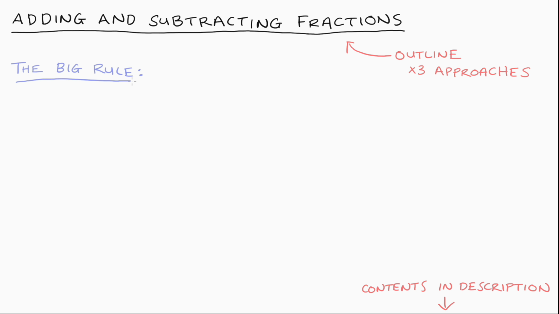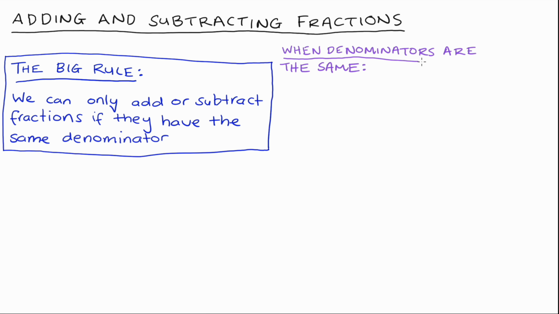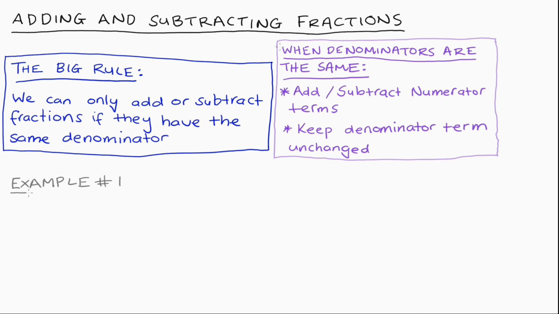Now there is only really one big rule here, and that is we can only add or subtract fractions together if they have the same denominator. When we have different denominators, we'll have to do a little bit more work. Now when our fractions have the same denominator, we're just going to add or subtract the numbers on the numerator, and then we will leave the denominator value unchanged.